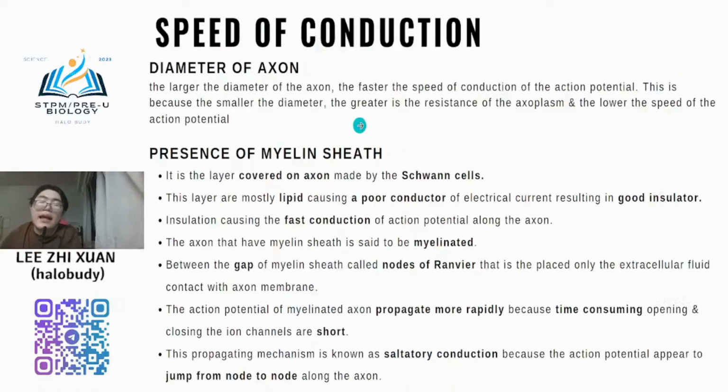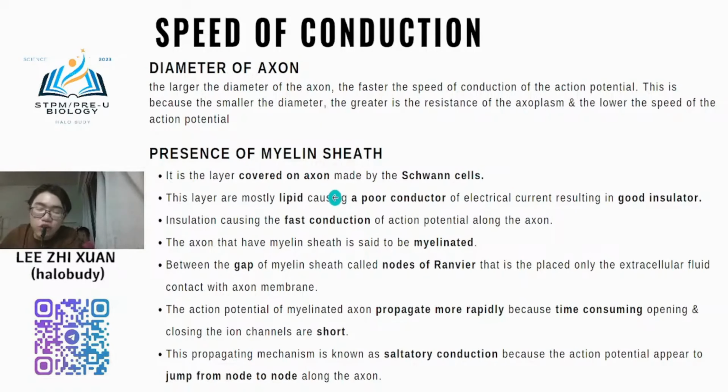And then about the speed. Normally, the speed is controlled by the diameter of the axon and the presence of the myelin sheath. The larger the diameter of the axon, the faster the speed of conduction. Why? Because a smaller diameter has greater resistance, which lowers the speed. When the diameter is larger, there is more space and less resistance.